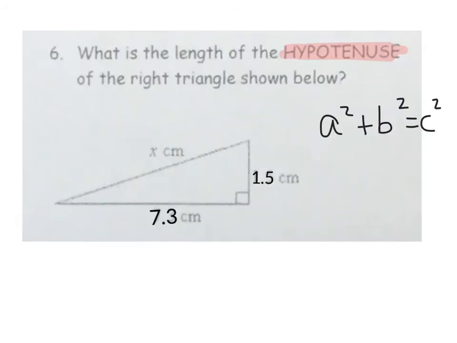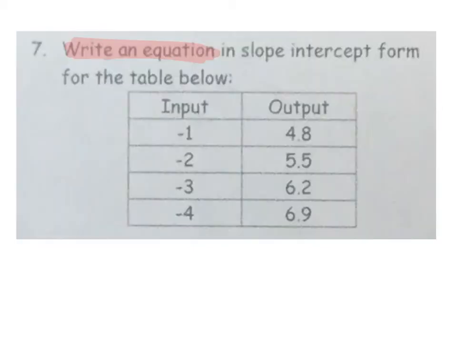Number 6 is another question like what we did today, Pythagorean theorem. It asks, what is the length of the hypotenuse of the right triangle shown below? Number 7, write an equation in slope-intercept form for the table below.